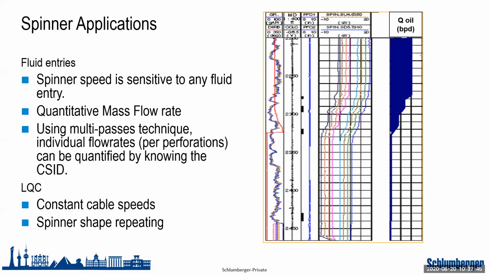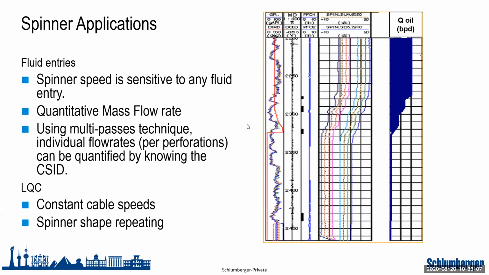Now, to complete the spinner application: what the spinner is going to do for us in production logging is that it will be sensitive to any fluid entry. It will help us to determine a quantitative mass flow rate. We will use it to obtain the velocity of the mix, with what we call the multipass technique.